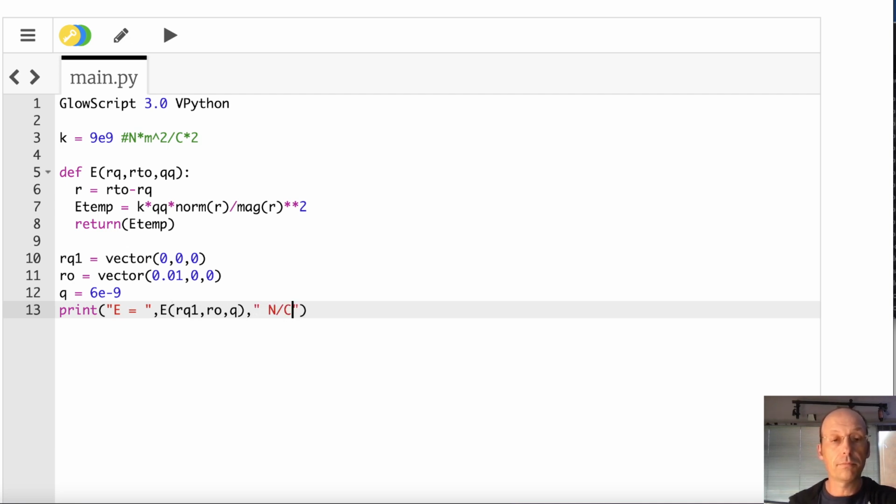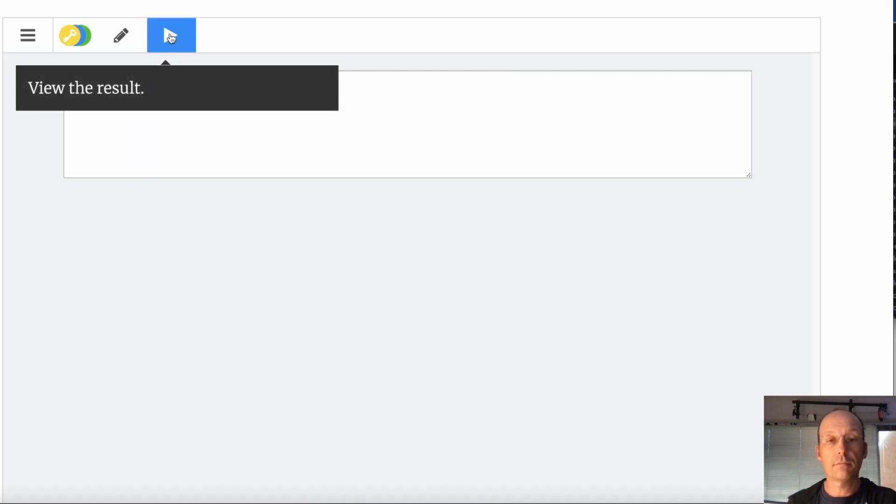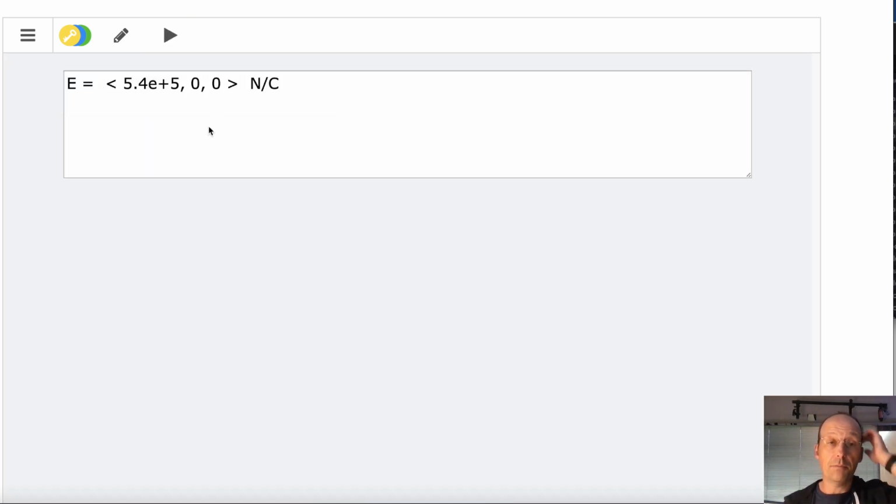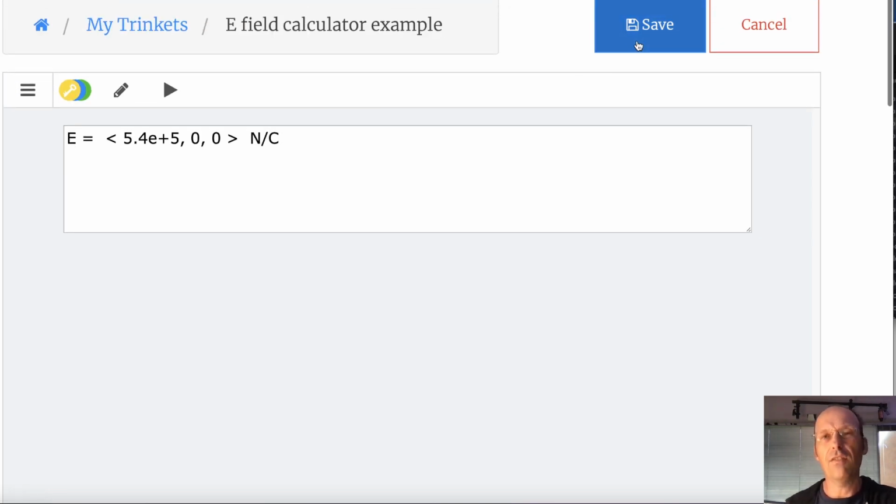Newtons per coulomb. Run it. Okay, and there's my thing. We could check that. I'm almost positive it's correct. Let's do E field calculator example. Save this. Oh, you can't even see that. I'm saving this though. I'm going to give you the code. Don't worry.